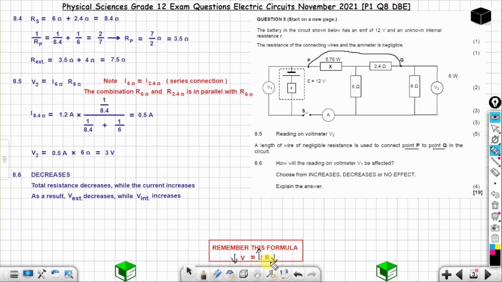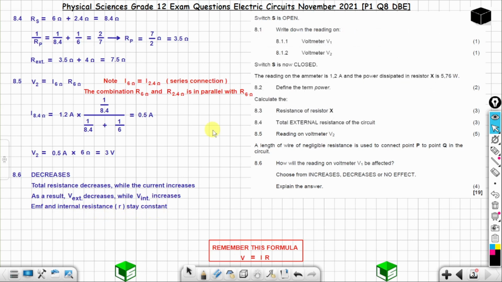So the current will always do the opposite. And the internal voltage will always do the opposite of the external voltage. So remember, the EMF is always constant, and we are going to assume the internal resistance is always constant. For now, we are done.